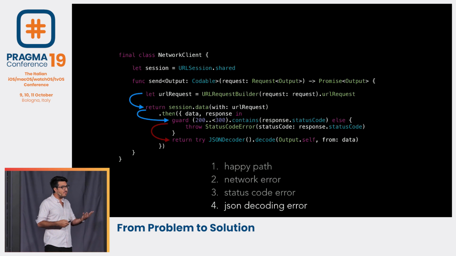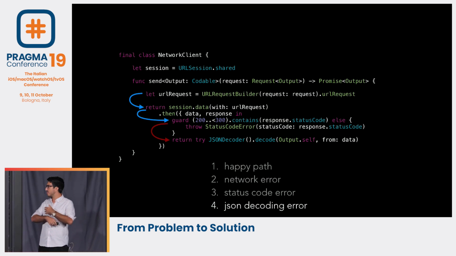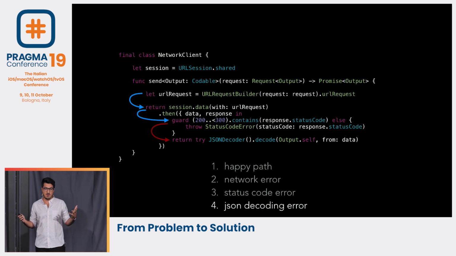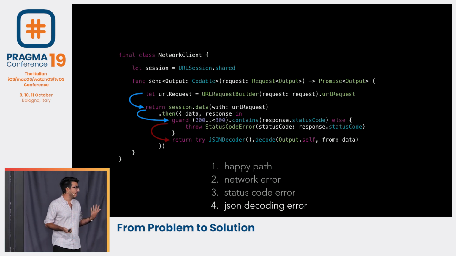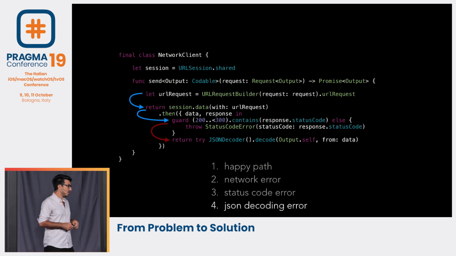So 4 branches roughly means 4 tests. If you write 4 tests for this class, you'll be able to run through all of the lines of code in the class, right? So 4 tests, that's pretty good. That's not too many.